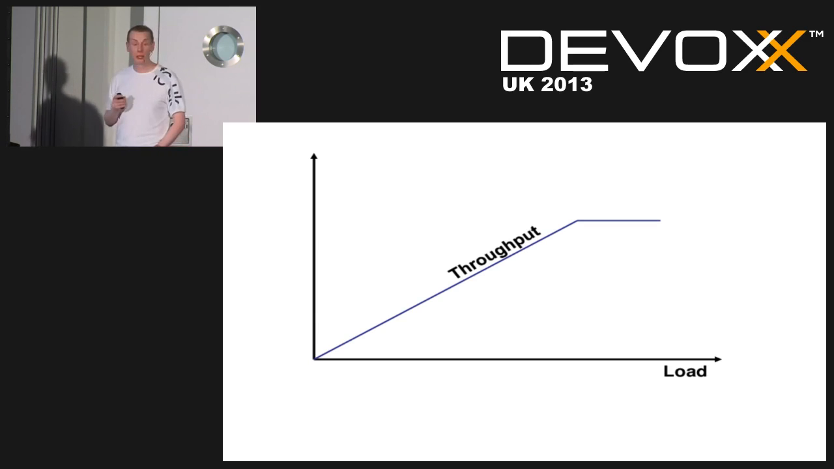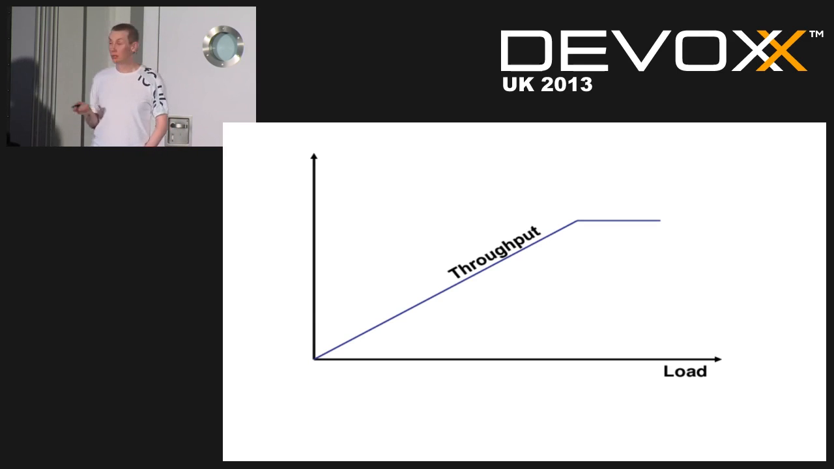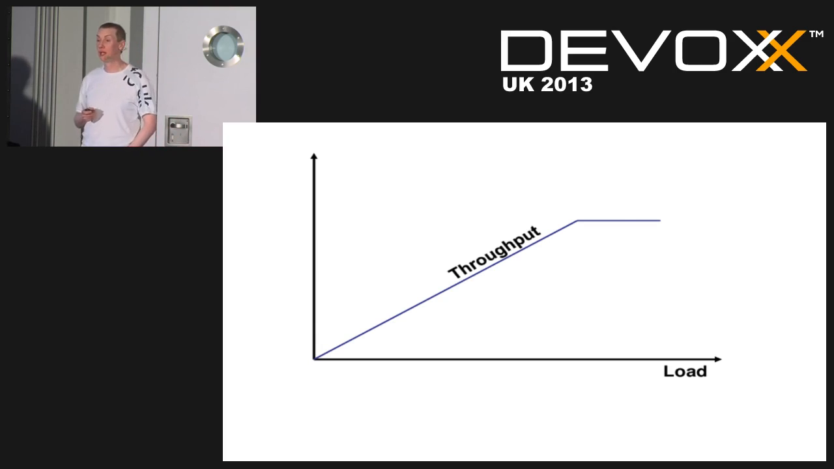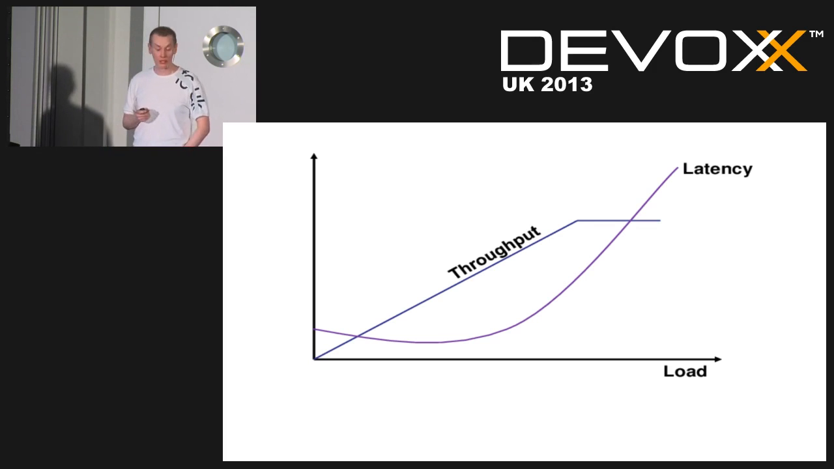A reasonably well-behaved system will behave like this. You'll get a nice linear increase in throughput until a point where you just can't get any more. You've usually saturated your system at that point. We're also probably interested in the latency. What's the response time of that system as I apply load? And you tend to get J curves that look like this.